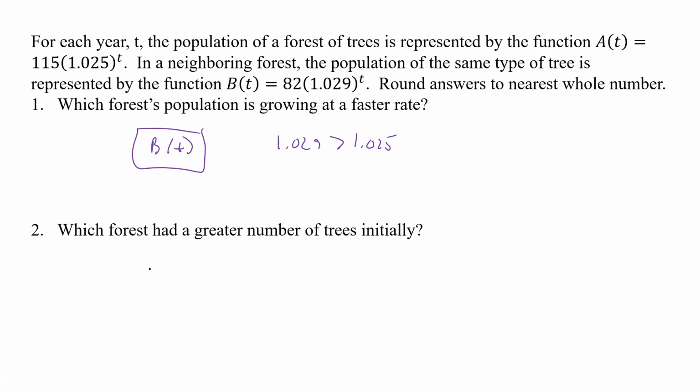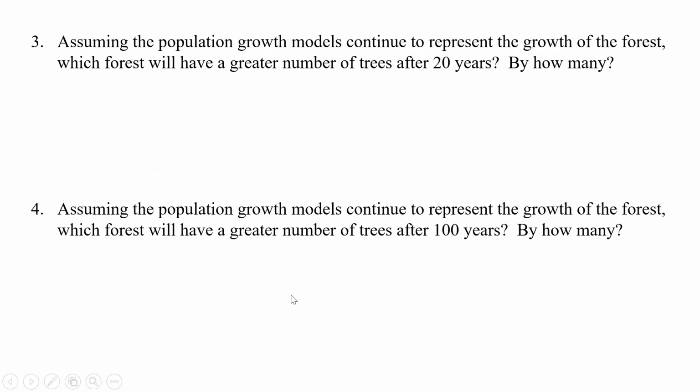Well, A is what we have there. Well, here we had 115. Here we had 82. So A of t is the one that's greater because 115 is greater than 82. So that was pretty easy. All right, well, let's go to the next one.